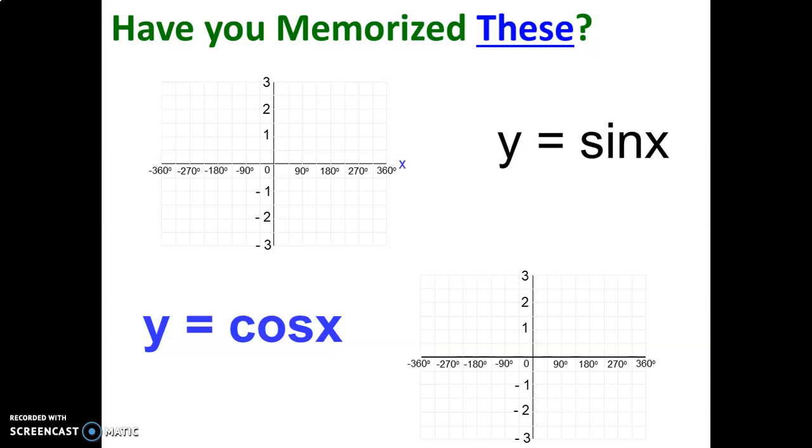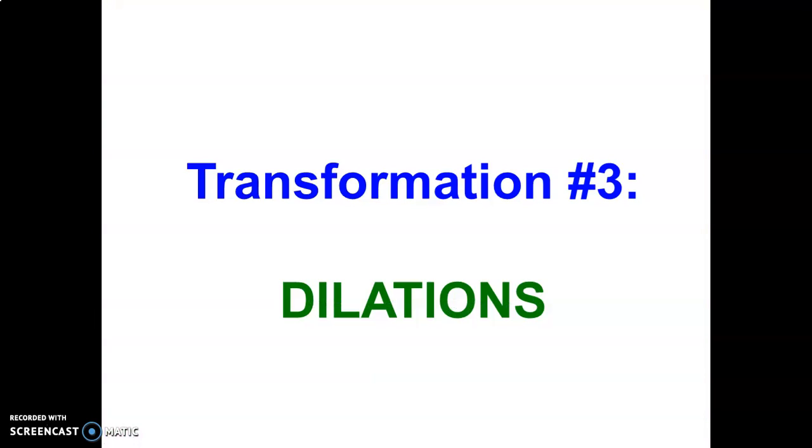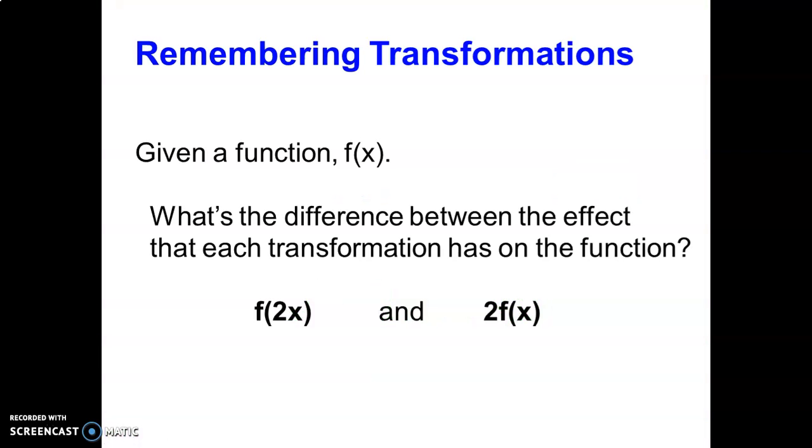Okay, just to begin where we began before, you should at this point have a very good understanding of the sine graph and cosine graph, and knowing their key attributes such as the amplitude, which is the distance from the central line to the top of a wave or bottom of a wave, and the period, which is the length of time it takes to complete one cycle, or the horizontal distance required to complete one cycle. Alright, so looking at that, let's move ahead to transformation number 3, which is a dilation.